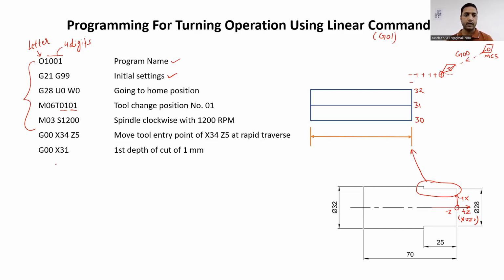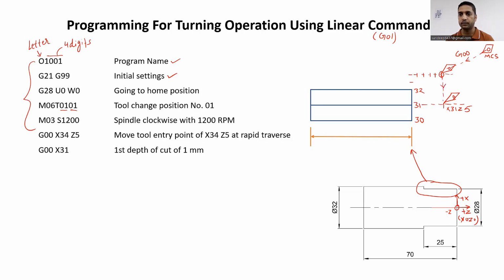Next we have G00 X31. It means now we are bringing the cutting tool to X31 value with the rapid traverse, and this will be our first depth of cut with 1 mm. So here, where is X31 line? This is our X31 line, and we are bringing the cutting tool now from this location to this location. So at this particular point, we'll have X31 and Z will be 5.